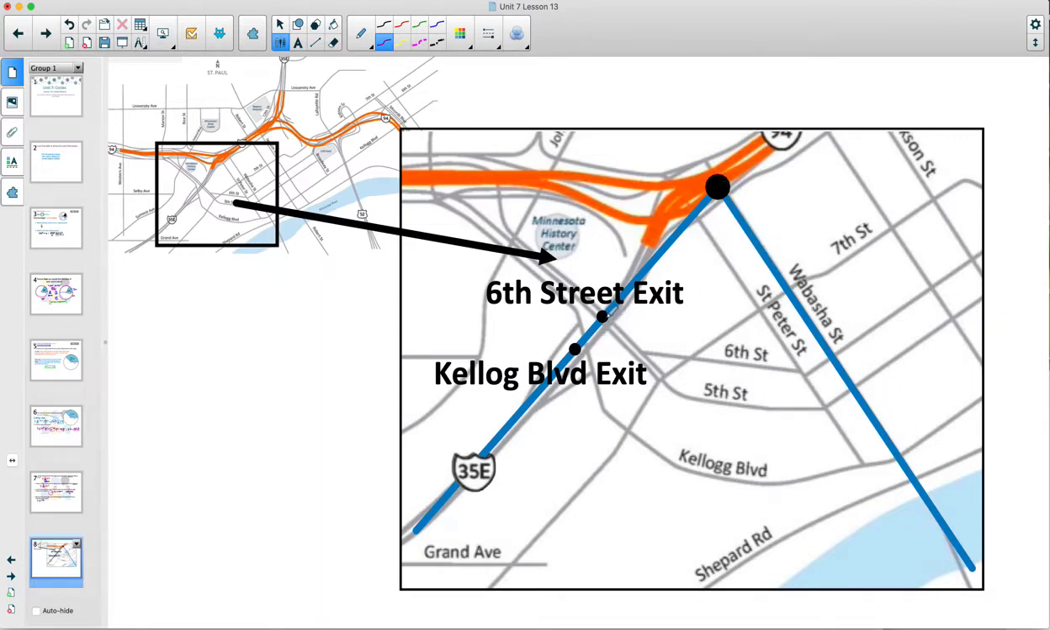And so you kind of see like you could exit on 6th Street and you could get over to Wabasha by following kind of this arc. And same with Kellogg. You could exit on Kellogg and then you get over to Wabasha. It's more on this arc, right? So in order to get to Wabasha, you could go that way. You could also go directly as 35E follows to get there.